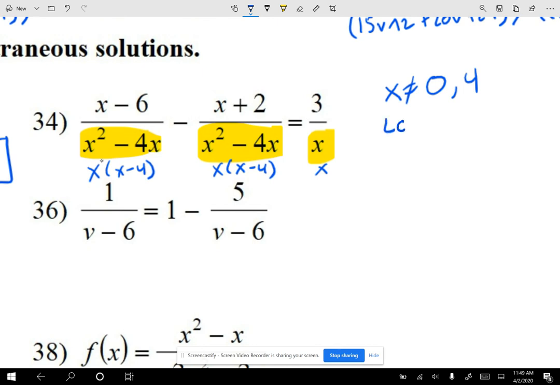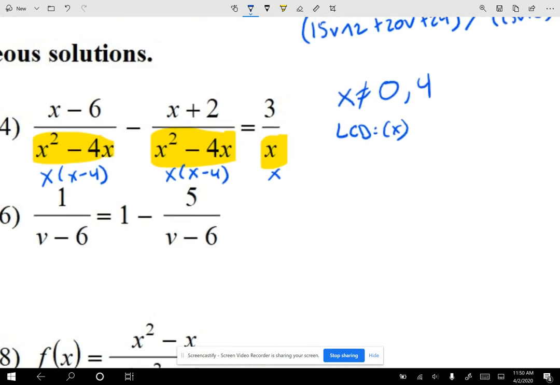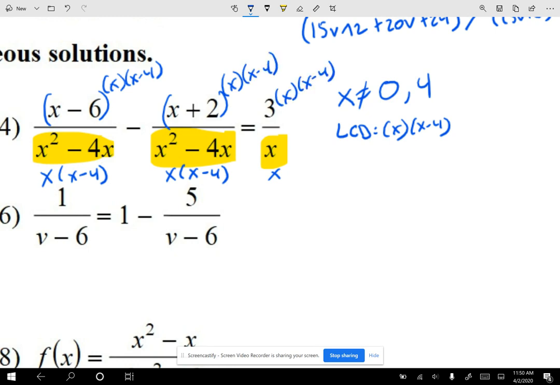Then I think of my least common denominator. I see they all have an x. So my LCD should have an x, and should also have an x minus 4. So let me multiply each of these by x and x minus 4. Let me multiply this with x and x minus 4. Let me multiply this with x and x minus 4.